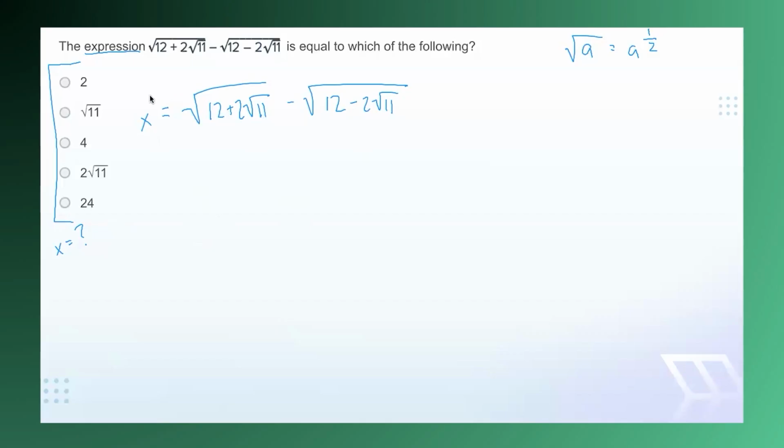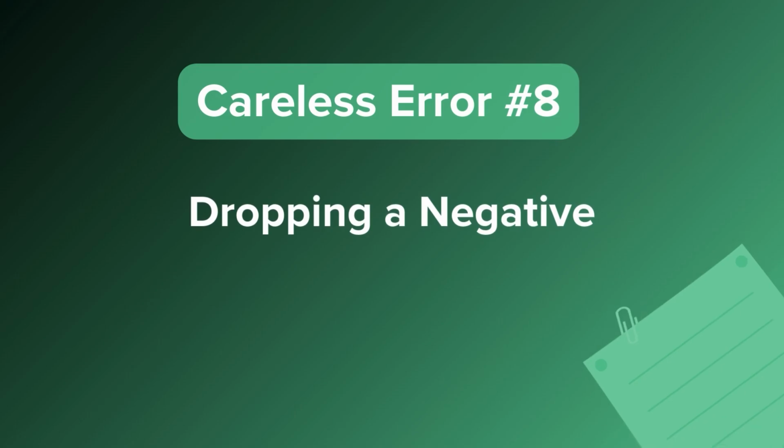And importantly, roots are just fractional exponents, so you also cannot distribute a root across multiple terms. You're probably going to want to manipulate to get rid of the root instead. The hard problem in my 3 levels of exponents and roots video features this concept, so I recommend checking that out after this video. Next up is dropping a negative.